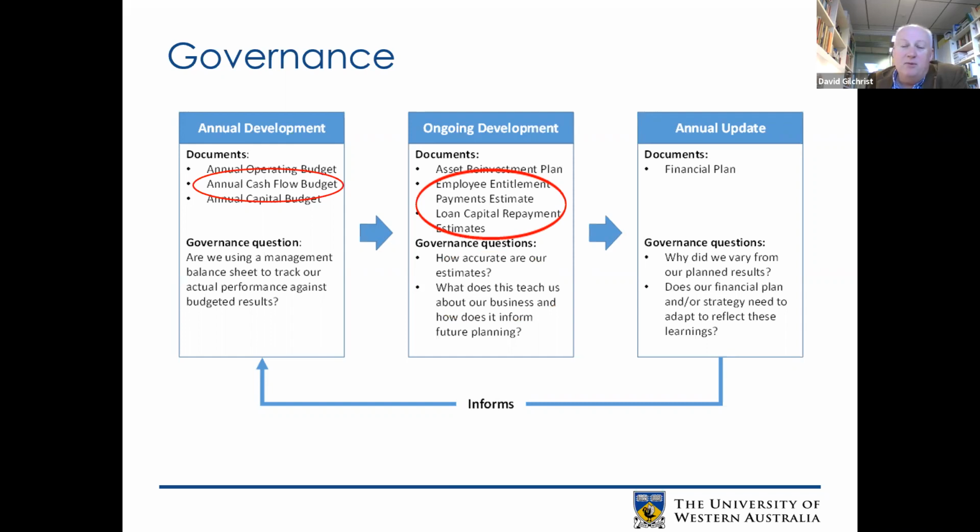Managing those employee entitlements to make sure we're paying them out is critical, because at the end of the day, we're going to pay more the longer those employee entitlements stand out, because of course wages go up and we pay our employee entitlements based on those wages. Other things like loan capital repayments, estimates and others have to be incorporated there as well.